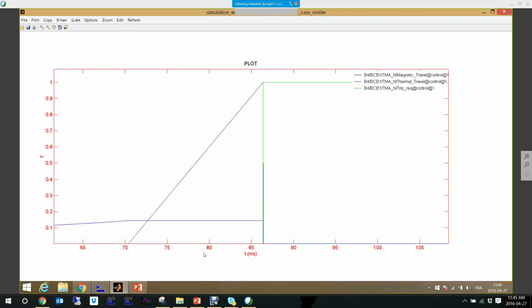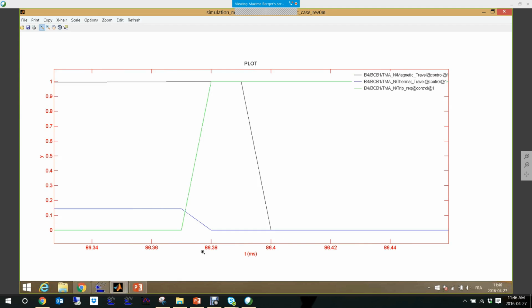What we're going to look at here is the trip energy, what we call the thermal and magnetic energy of the circuit breaker. We are looking at the circuit breaker in the B4 car. What we see here is that the circuit breaker will interrupt the fault current in the B4 car in its magnetic region. And we see that we send a trip signal, which I will blink here. We send a trip signal at time 36.38 milliseconds. We're sending a trip signal to the circuit breaker arcing function.